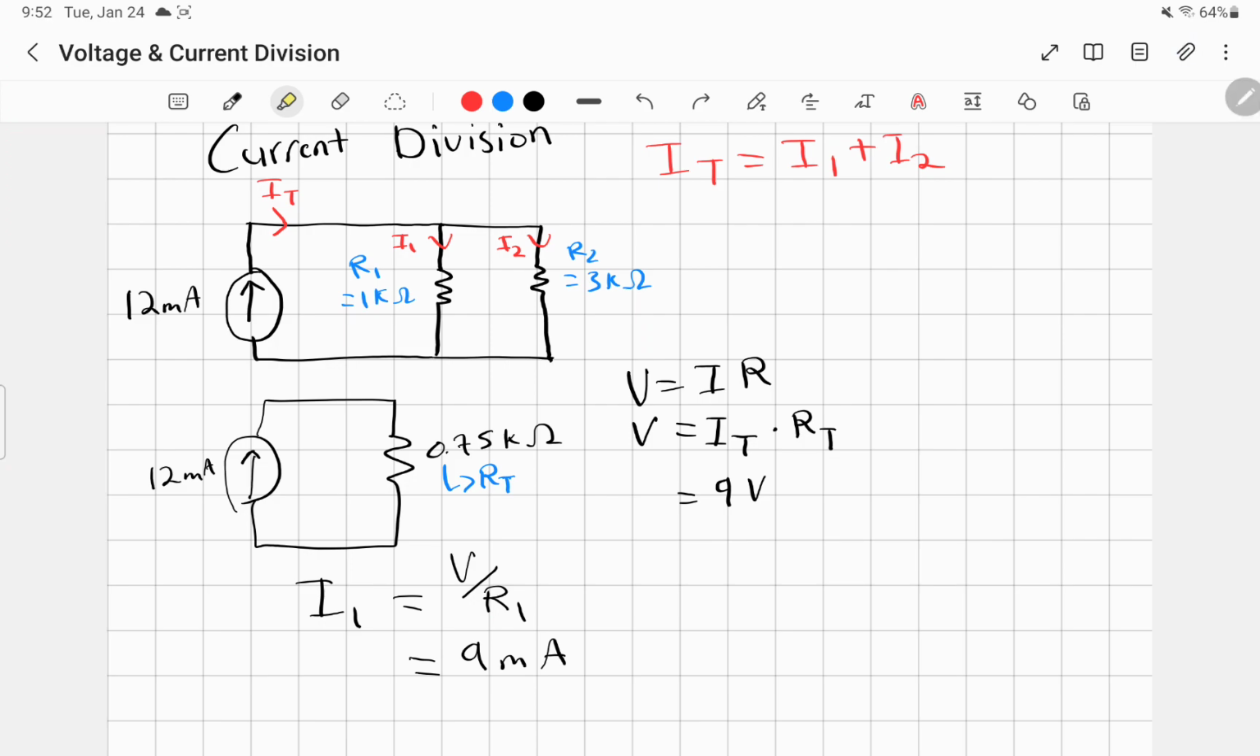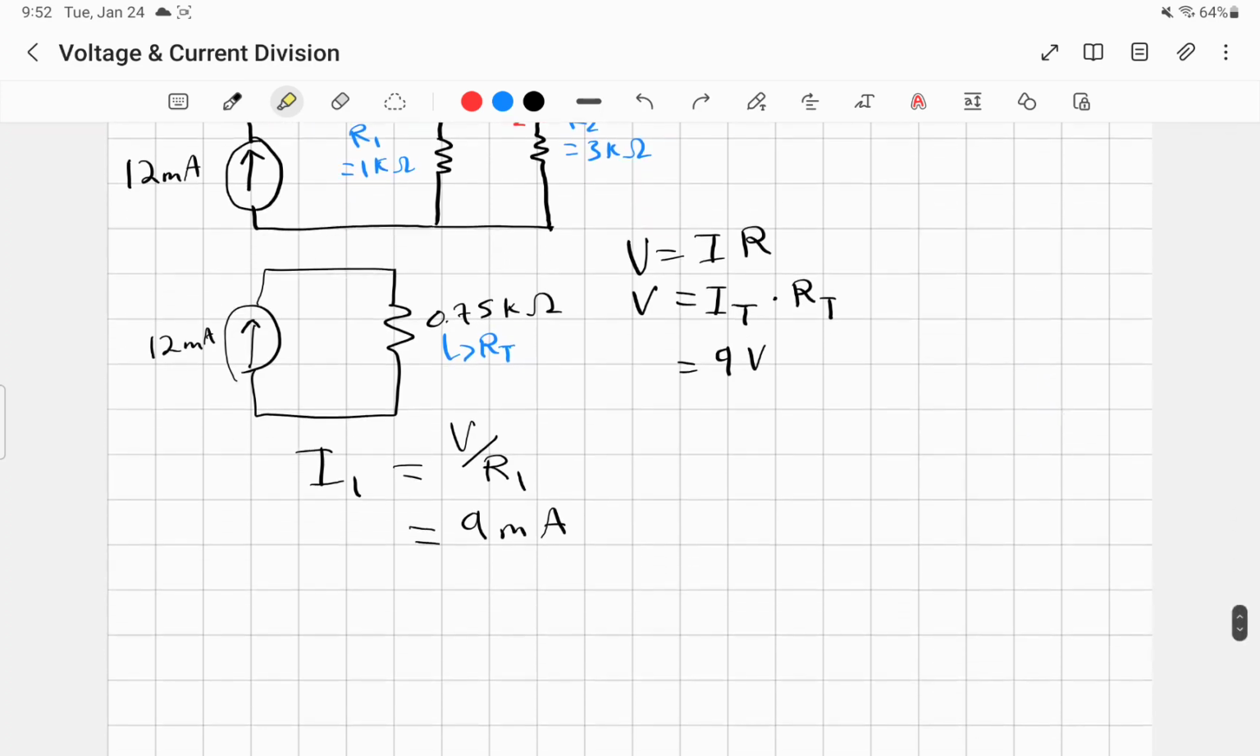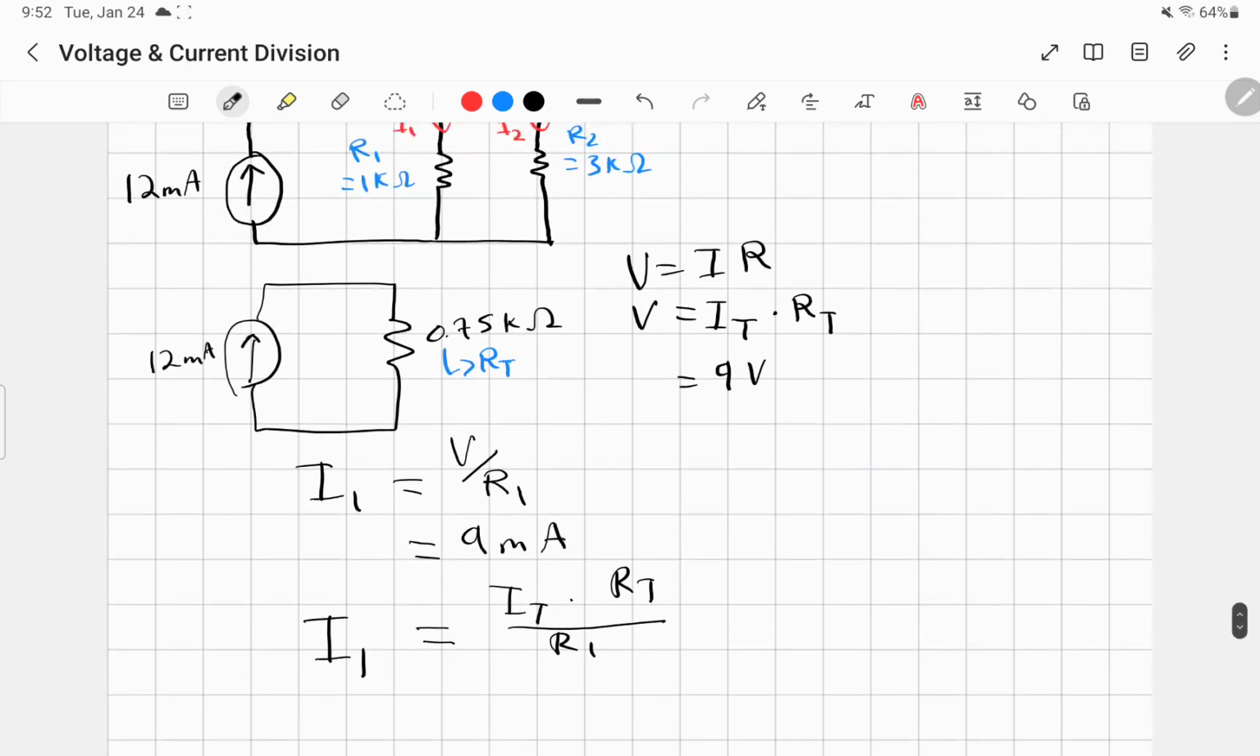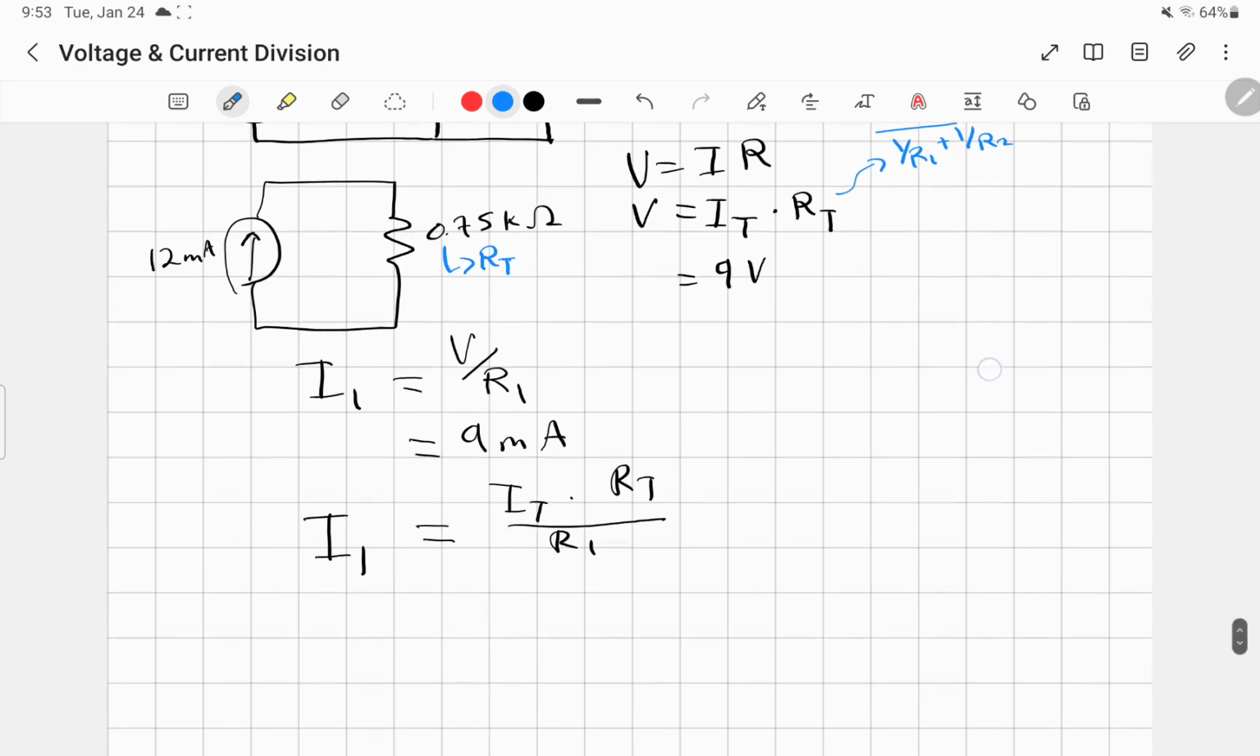And now let's finally get this into a nice formula, just like we did last time. How do we figure out I1? Well, let's just expand this out. I1 equals V over R1. That means I1 equals IT times RT over R1. So I'm just going to expand RT out on the side real quick: 1 over R1 plus 1 over R2. That's just from figuring out the equivalent resistance for parallel resistors. You guys know how to do that.